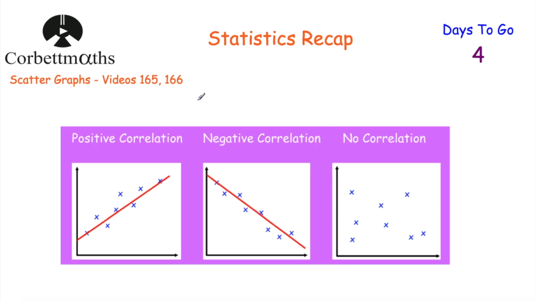Also, you might need to talk about the types of correlation, so make sure you remember your positive correlation, your negative correlation, and what no correlation looks like as well.